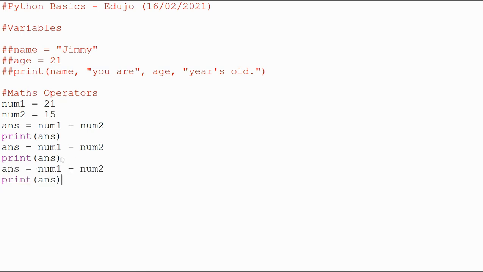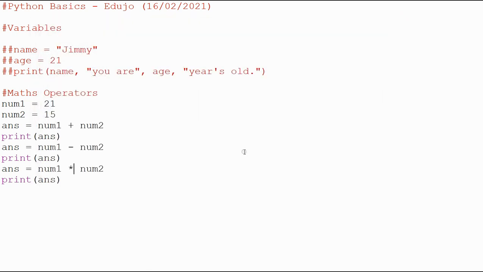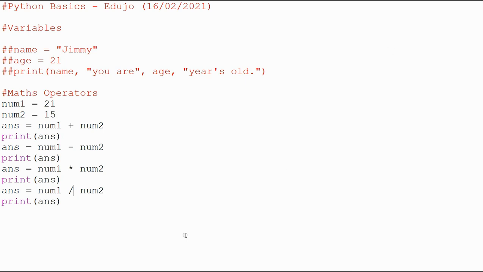And again, we can go further. We can do a multiply. A multiplication is a little asterisk, a shift and 8, and F5 enter. That should give us 315, which is obviously correct. And then you could also do the division, which is going to be a forward slash, F5 enter, and you see it's 1.4. So 21 divided by 15, 15 goes into 21 once, and eventually it's 1.4. So these are the things that I want to show you in the basic maths operators.